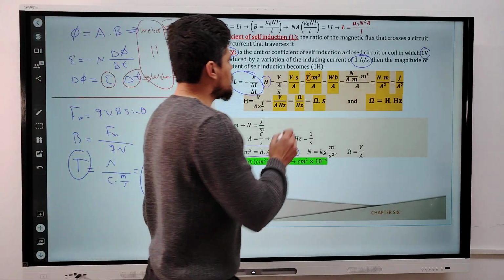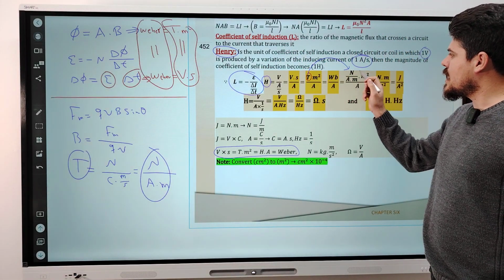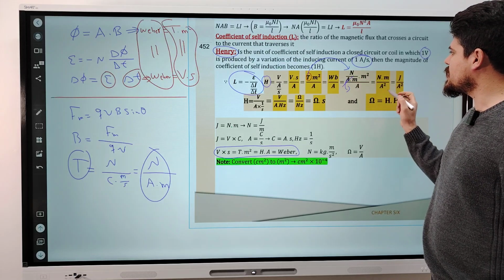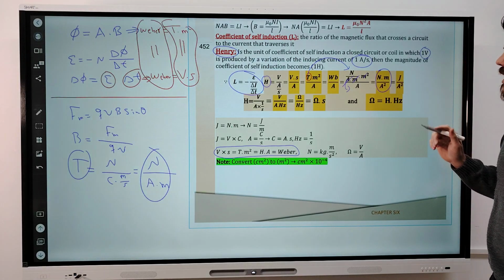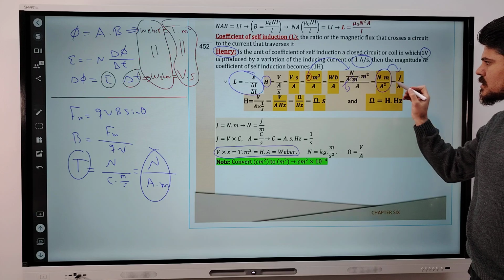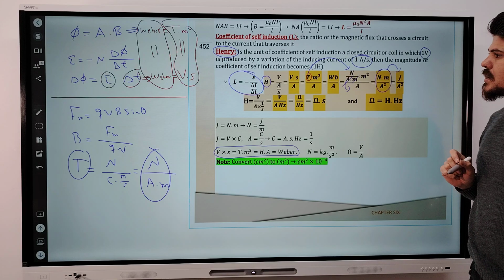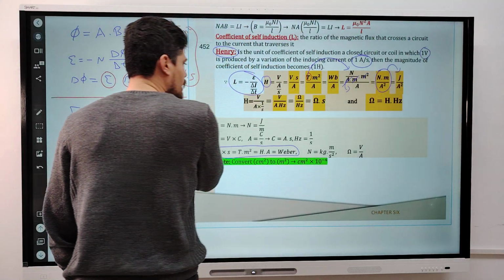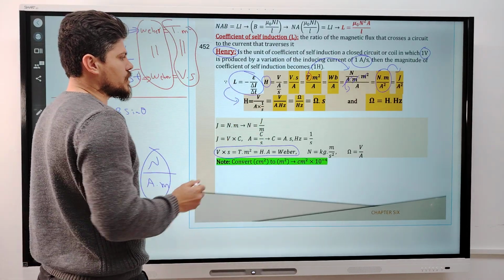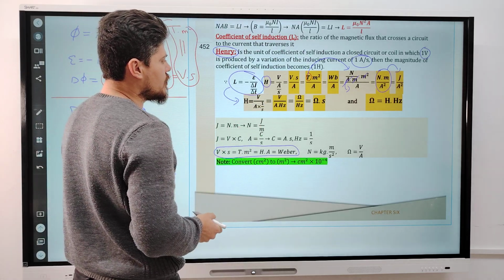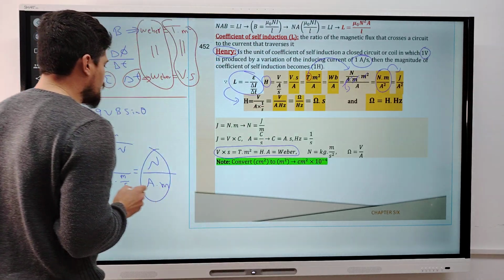So it means that Tesla is equal to what? Newton over ampere meter. Instead of this Tesla, write what? Newton per ampere meter. Times meter over ampere. Ampere goes down, so it becomes ampere square. Meter with meter cancel. What remains? Newton meter per ampere square. And as you know, sorry, this is not Newton per meter, this is Newton meter. Newton meter is equal to joule over ampere square. Okay? So, again from here, coefficient of self-inductance is Henry. Volt, ampere, over 1 over second. It becomes what? Ampere over second.